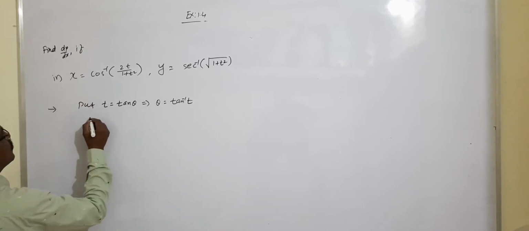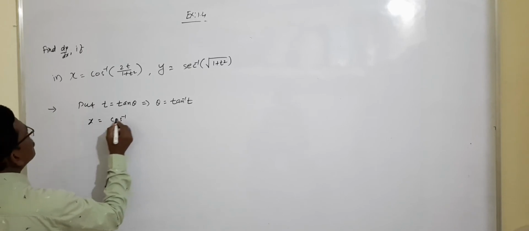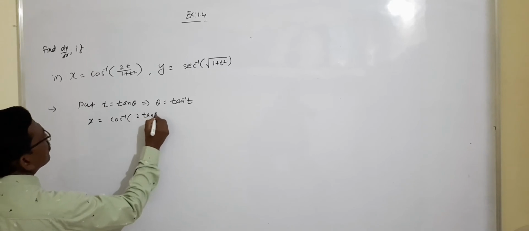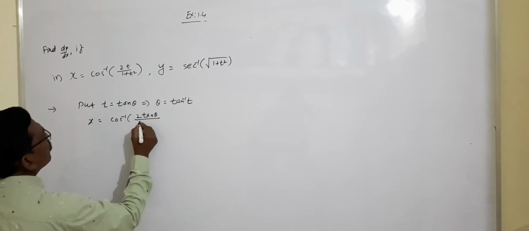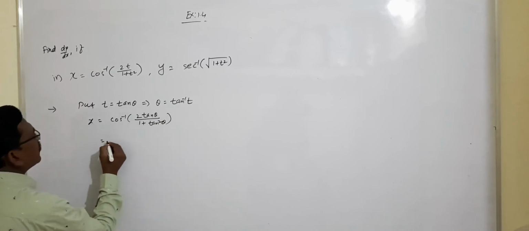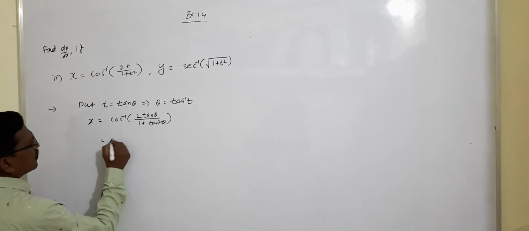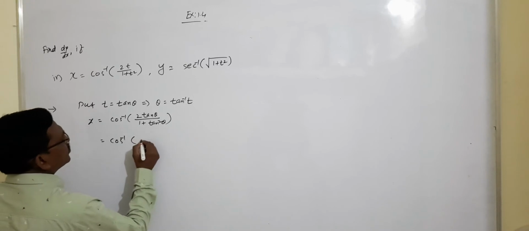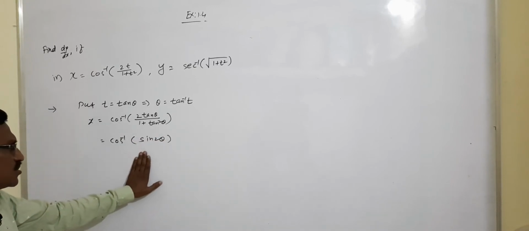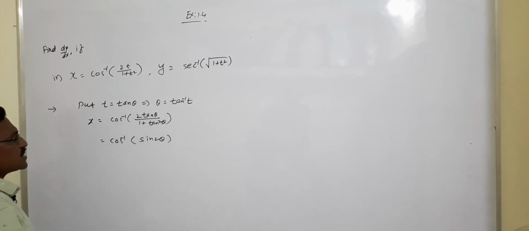Now our function x equal to cos inverse of 2 tan theta divided by 1 plus tan square theta. But by using the double angle formula, the double angle formula for sin 2 theta in terms of tan is 2 tan theta upon 1 plus tan square theta.